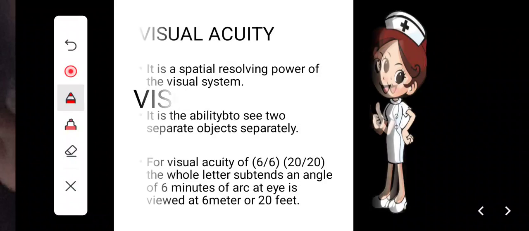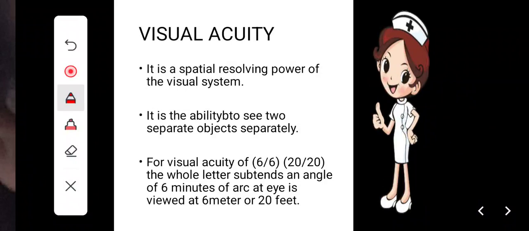So let's see what is the visual acuity. It is a special resolving power of the visual system. It is the ability of our eyes to see two separate objects separately. If we have to identify two separate objects, that ability of our eyes is known as visual acuity. If they have different colors or different contrast, it is still the ability to see the two separate objects separately.